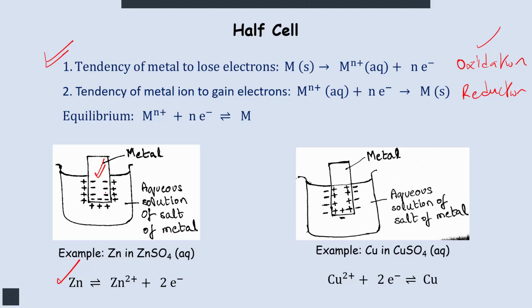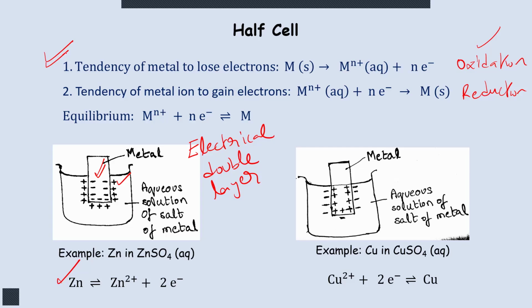The negative charges on the surface of the metal rod attract positive ions in the solution, giving rise to formation of an electrical double layer. So there is a layer of negative charges on the surface of the metal rod and a layer of positive charges in the solution close to the surface of the metal rod. This is what happens in case of metals like zinc.